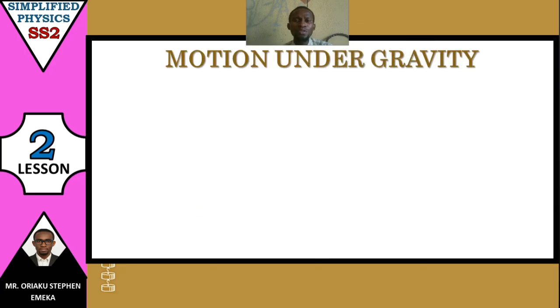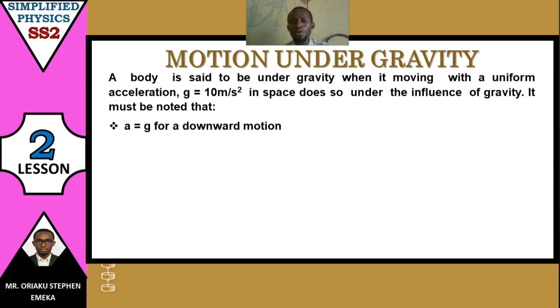So let's talk about motion under gravity. Motion under gravity means a motion that is under the influence of gravity. If you can remember very well, we were taught in elementary school that gravity is that force that brings everything down to the earth. So a body is said to be under gravity when it is moving at a uniform acceleration, and that acceleration is acceleration due to gravity, which is 10 meters per second square.